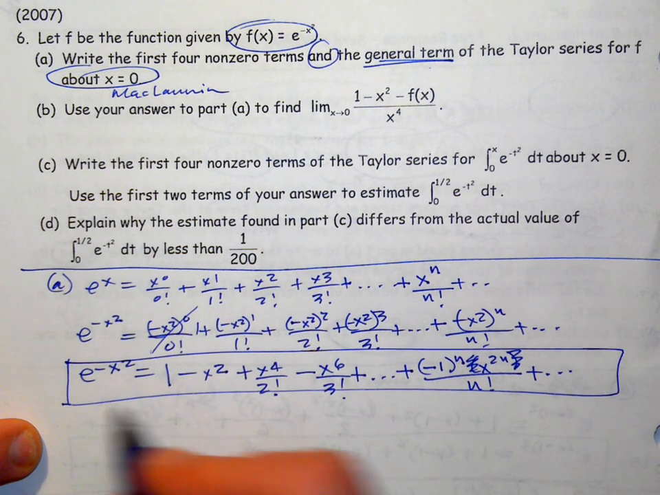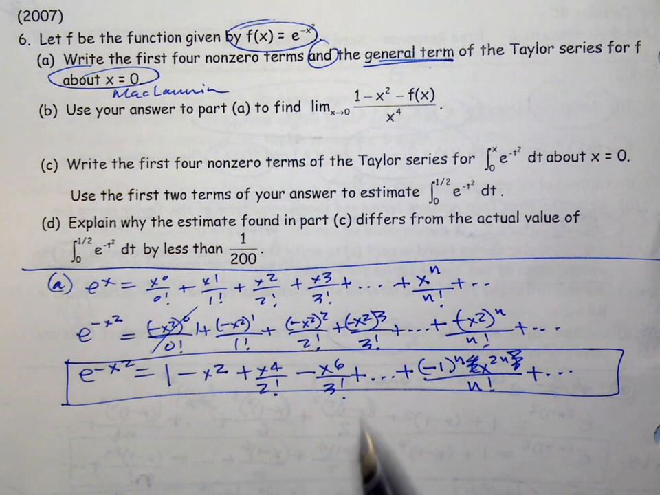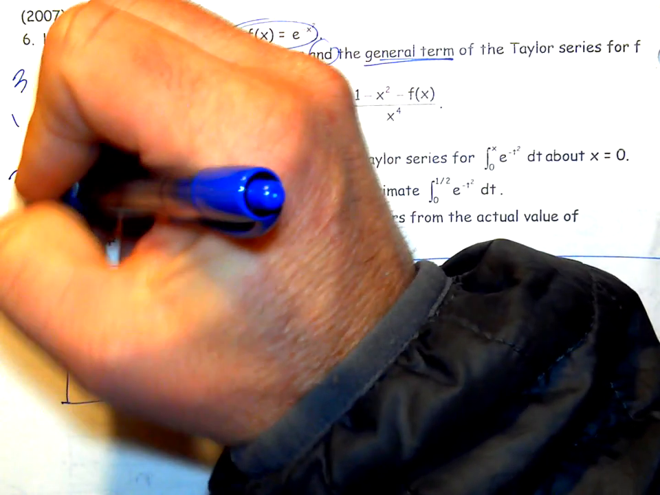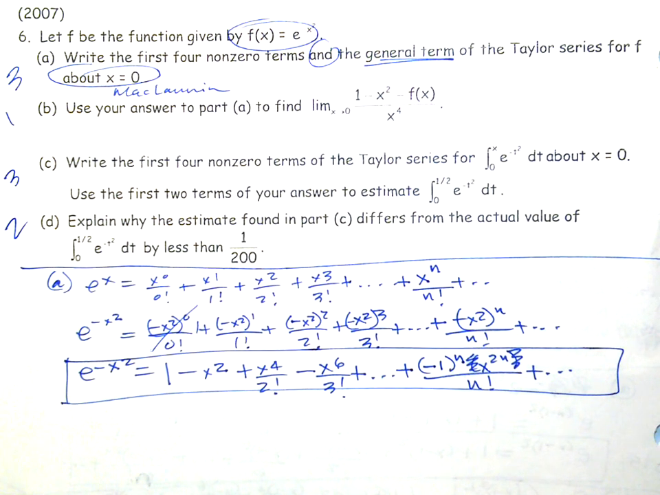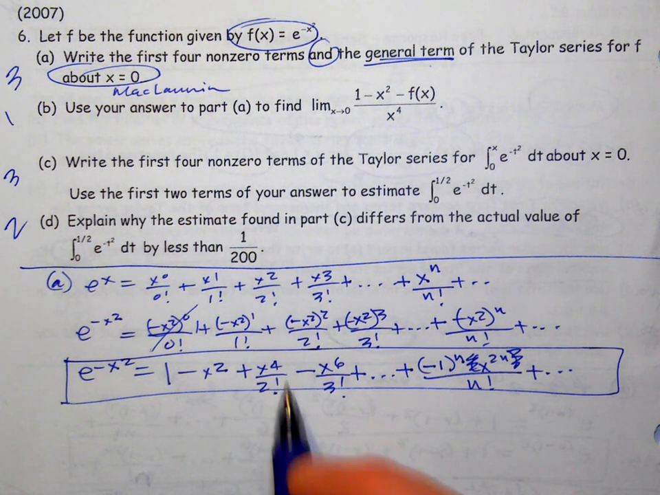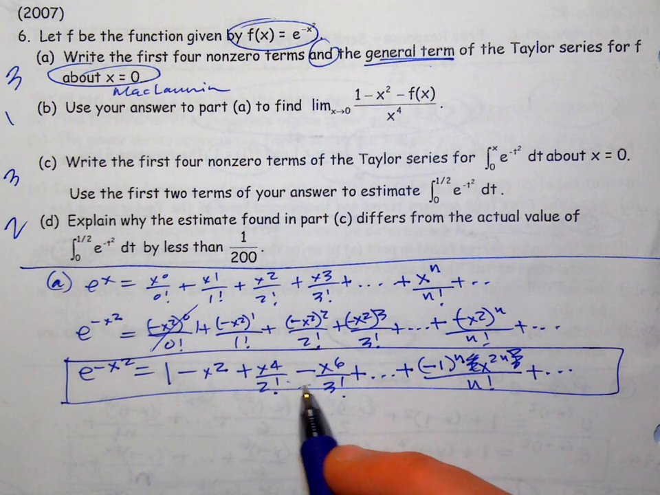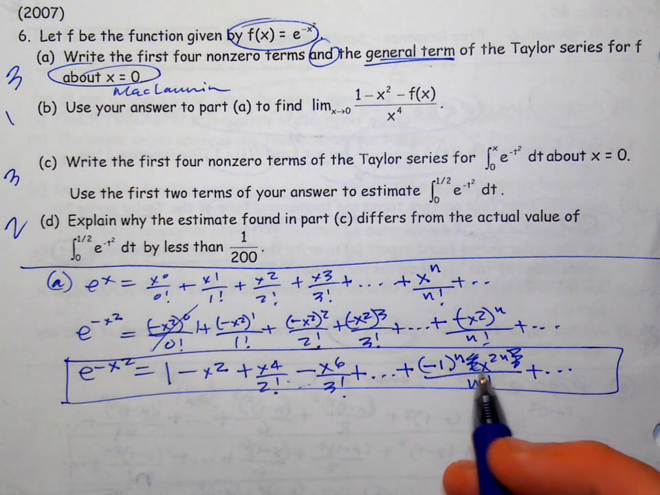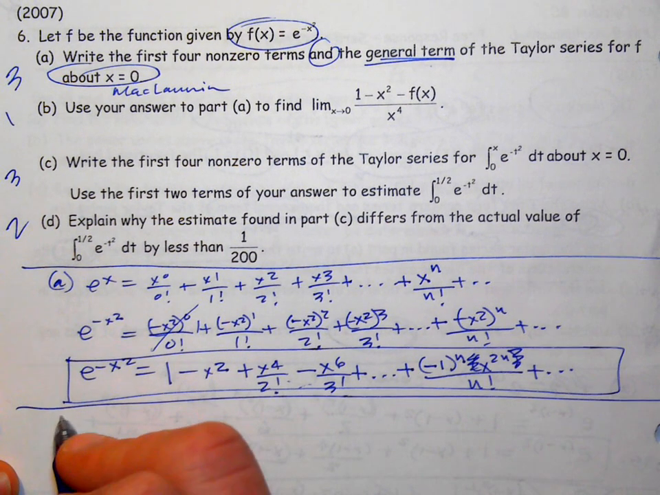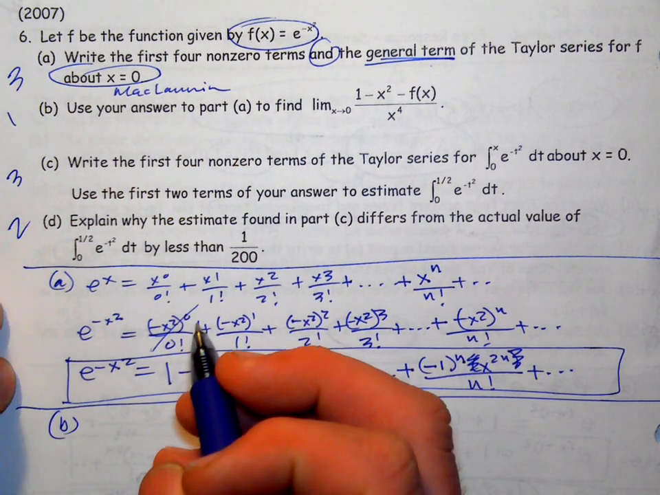That's our answer. The point breakdown here is 3 points total: 1 point for 2 correct terms, at least 2 of them, 1 point for the rest being correct, and 1 point for the general term. That was all right.